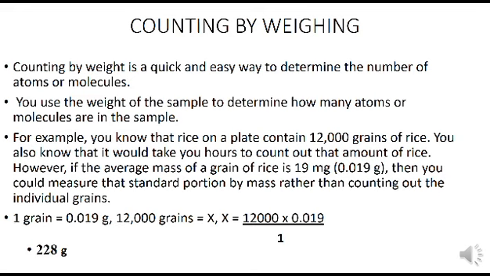Counting by weight is a quick and easy way to determine the number of atoms or molecules. We use the weight of the sample to determine how many atoms or molecules are in the sample. For example, the rice on the plate may contain 12,000 grains of rice. We also know that it will take hours to count that amount of rice.